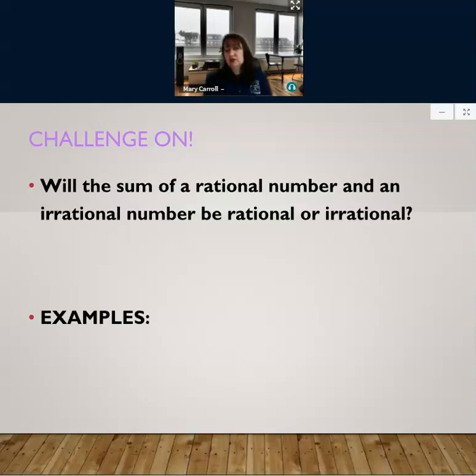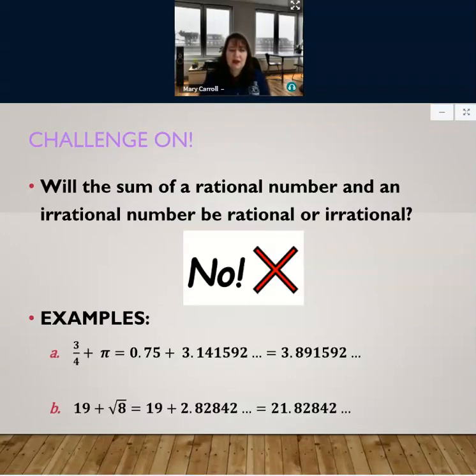What about a rational and an irrational number when I add them? Will I get a rational or irrational number? Pause the video and see if you can figure it out. Give me some examples. Alrighty, so I took 3/4 plus pi, which of course is 3.1415..., and I get an irrational number. So the answer to that is no. A rational and an irrational will not give me a rational number, but will give me an irrational number, okay?